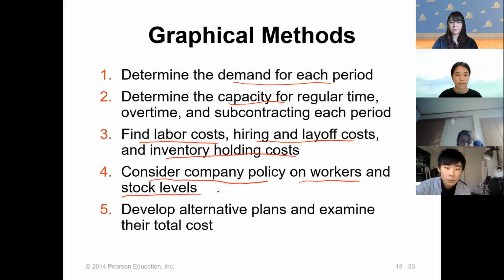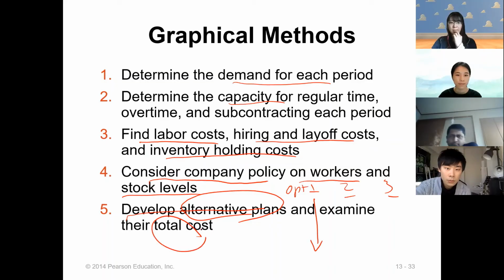Okay, so once you know your demand, your capacity, the cost, and what the policy is, then you can develop the alternative plans. For example, you have option 1, option 2, option 3, so you have 3 options. You need to calculate the total cost.